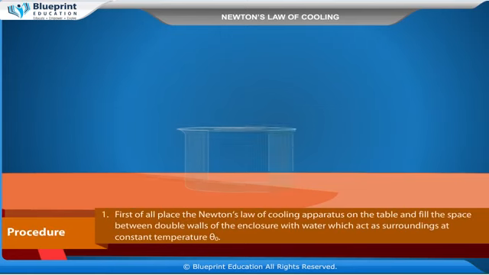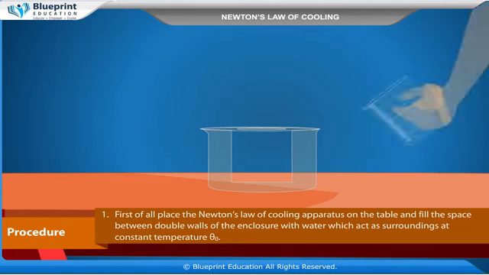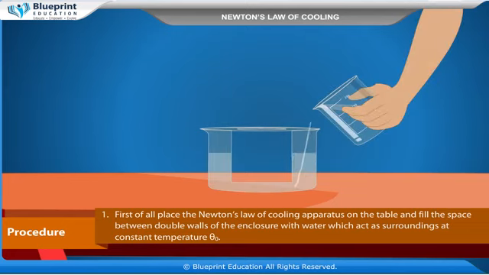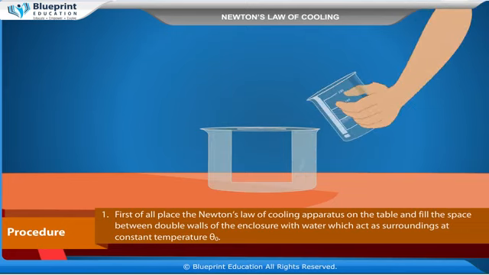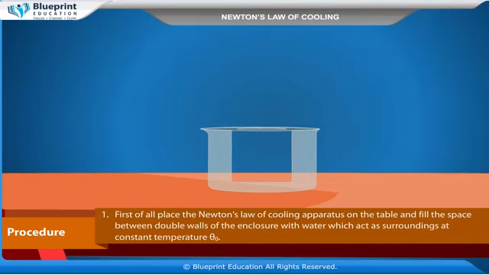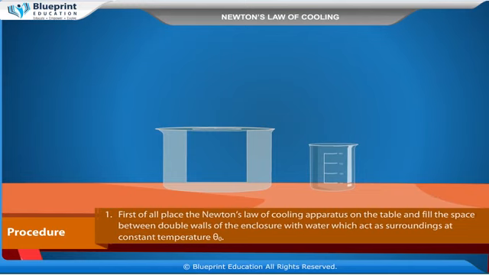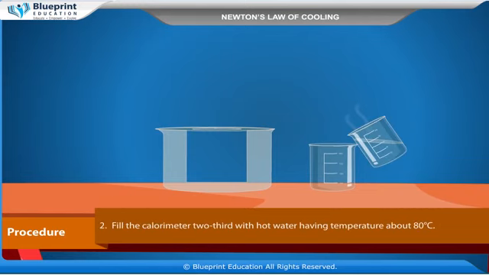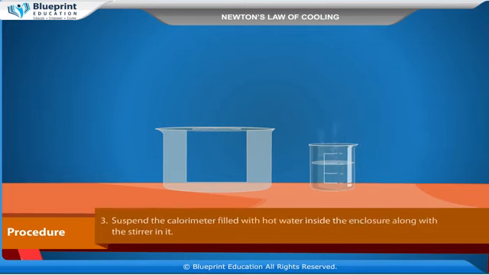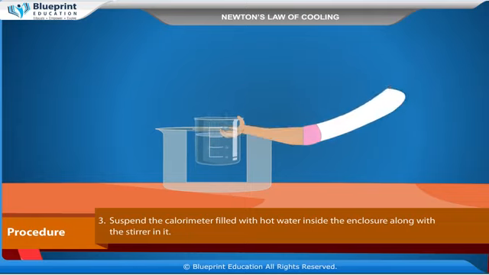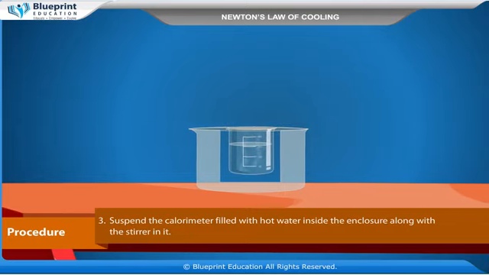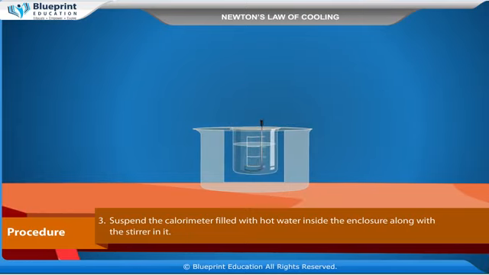Procedure. First of all, place the Newton's law of cooling apparatus on the table and fill the space between double walls of the enclosure with water, which acts as surroundings at constant temperature θ0. Fill the calorimeter 2/3 with hot water having temperature about 80 degrees Celsius. Suspend the calorimeter filled with hot water inside the enclosure along with the stirrer in it.